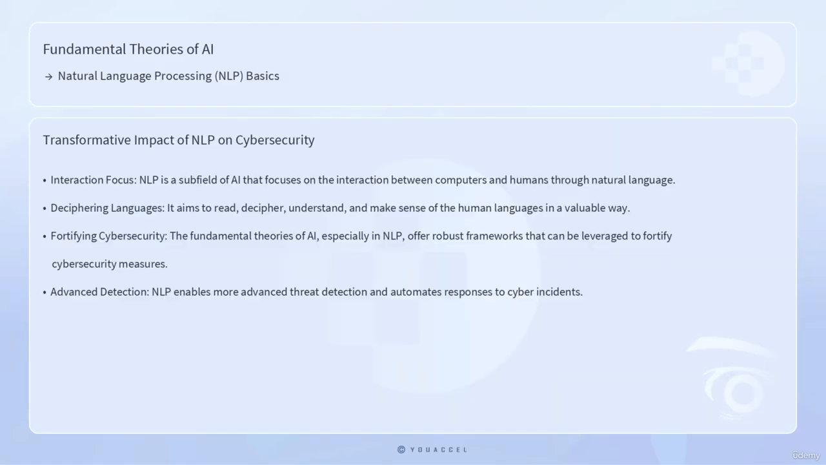Natural language processing represents one of the most transformative advancements within artificial intelligence, particularly when scrutinizing its potential for enhancing cybersecurity. NLP is a subfield of AI that focuses on the interaction between computers and humans through natural language. It aims to read, decipher, understand, and make sense of the human languages in a valuable way. The fundamental theories of AI, especially in NLP, offer robust frameworks that can be leveraged to fortify cybersecurity measures by analyzing vast amounts of data for potential threats, enabling more advanced threat detection and automating responses to cyber incidents.